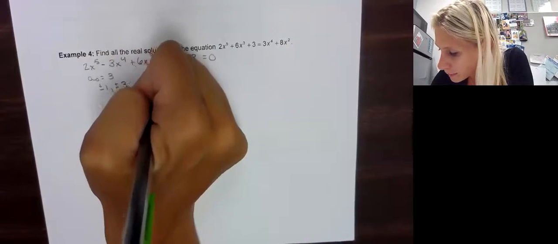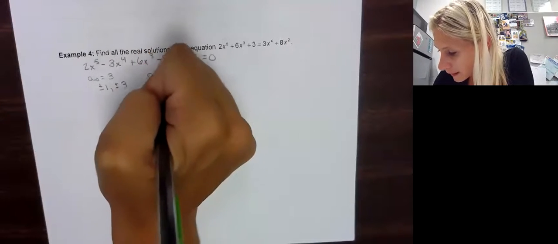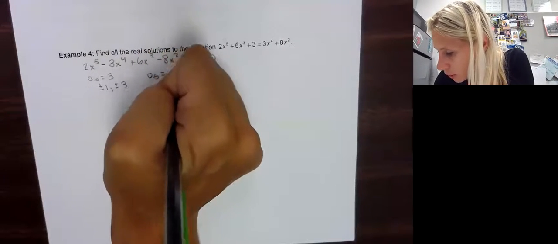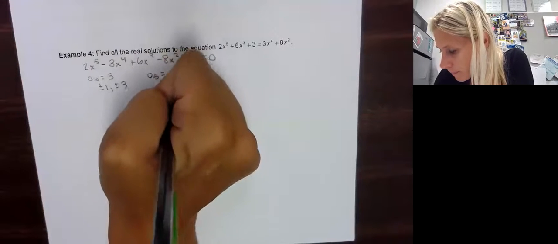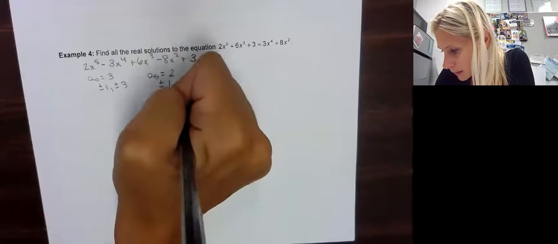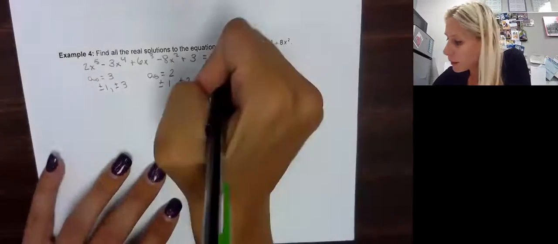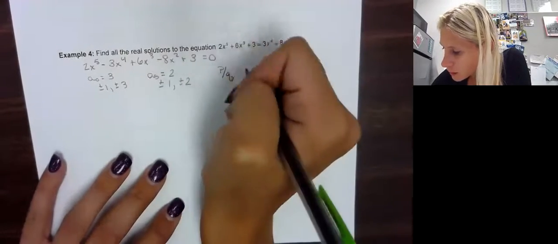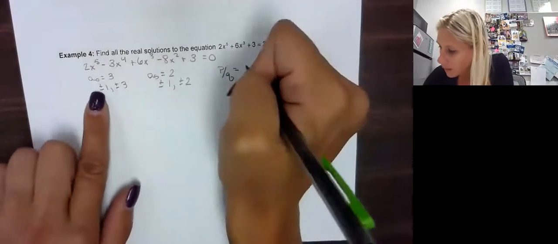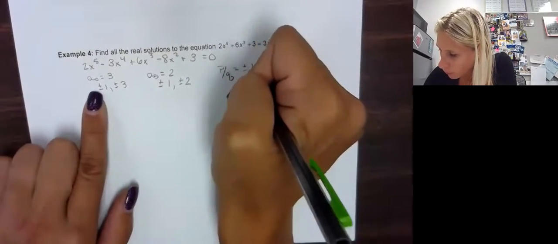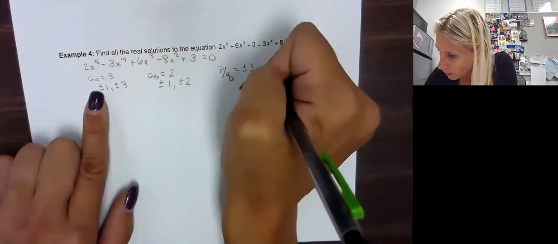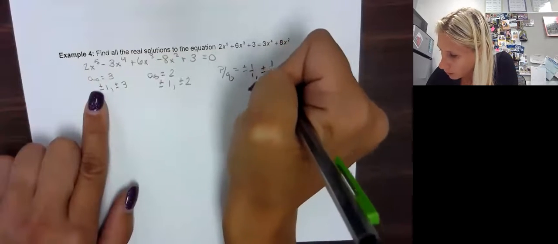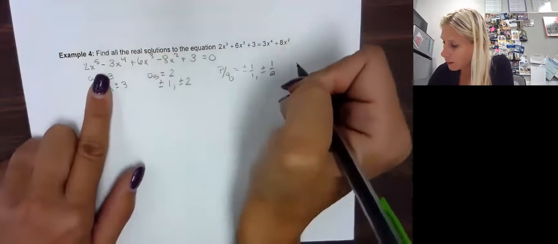And then a subset, in this case 5, because that's the leading coefficient, is 2. So plus or minus 1 and plus or minus 2. Remember, this is P over Q. So we have plus or minus 1 over 1, plus or minus 1 over 2. Okay, and that gives us the 1s.